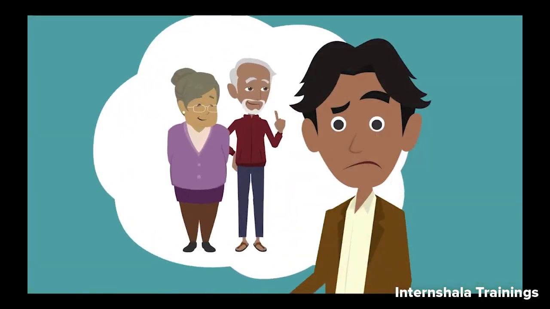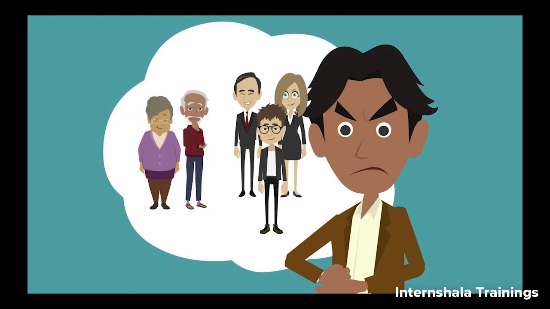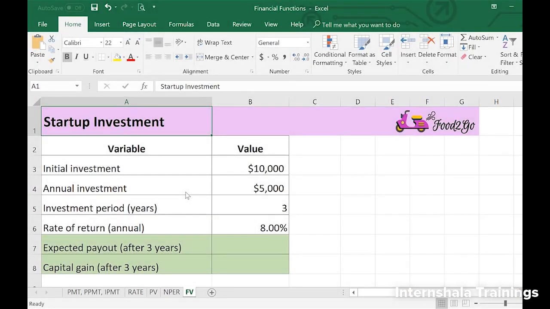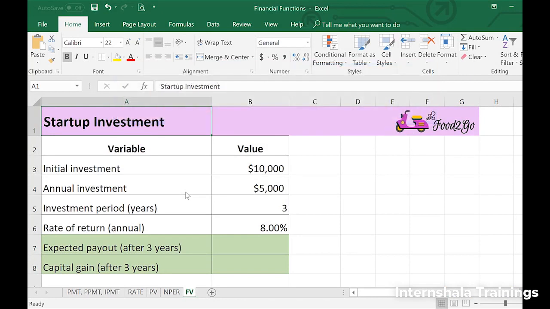They don't expect anything in return, but Ishan wants to treat them as he would treat other investors and tells them that they should expect a return on their investment. To find out what their expected payout is, Ishan uses the FV function. Take a look at its syntax.